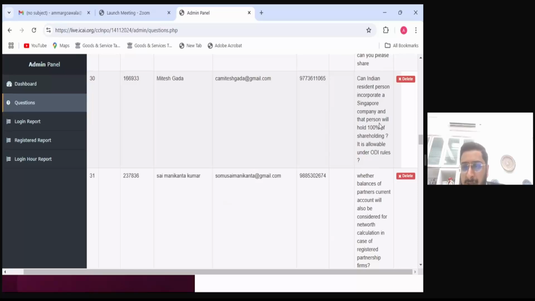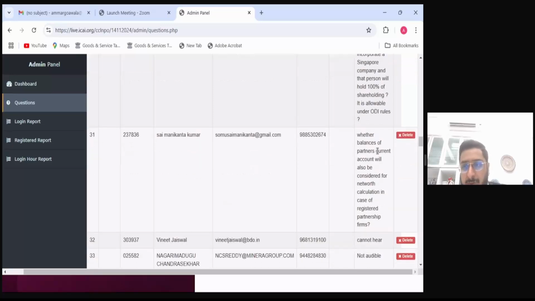Can an Indian resident person incorporate a Singapore company and hold 100% of the shareholding? A resident individual can do an ODI. I don't think there's a threshold on the percentage you can invest, but you have to go as per the LRS, the Liberalized Remittance Scheme, which limits the amount you can invest.